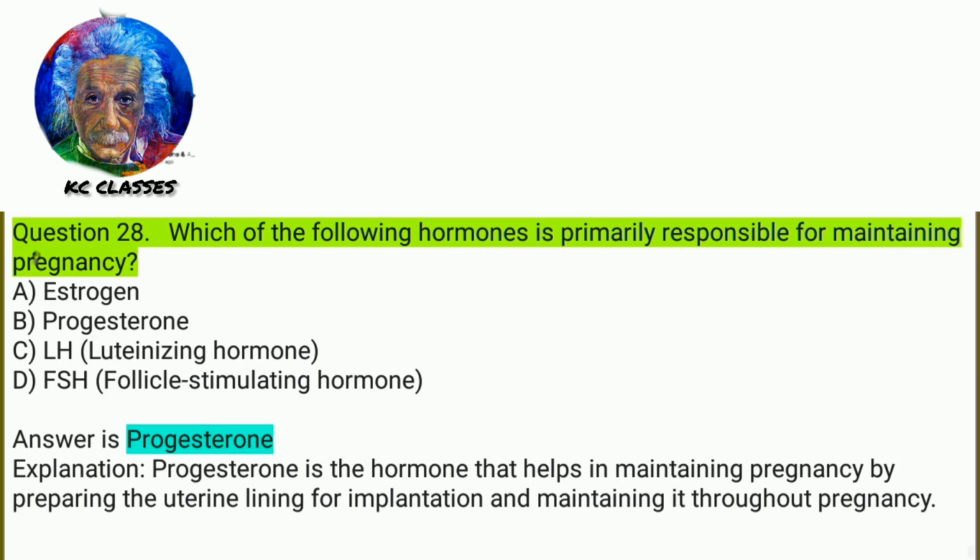Question 28: Which of the following hormones is primarily responsible for maintaining pregnancy? A. Estrogen. B. Progesterone. C. LH, luteinizing hormone. D. FSH, follicle stimulating hormone. Answer is progesterone. Explanation: progesterone is the hormone that helps in maintaining pregnancy by preparing the uterine lining for implantation and maintaining it throughout pregnancy.